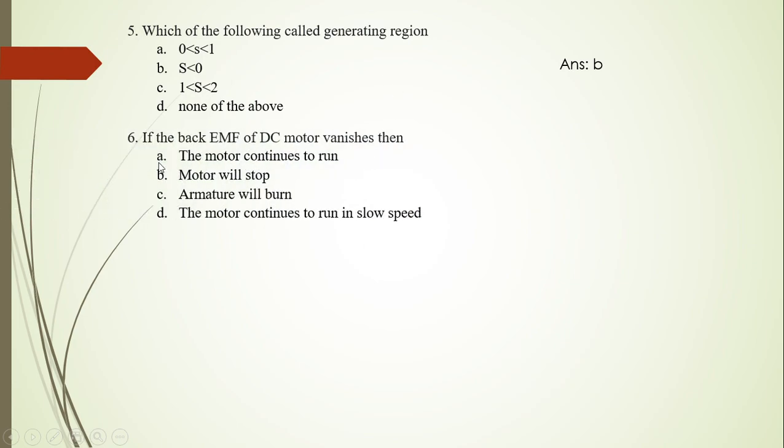Question number 6. If the back EMF of DC motor vanishes, then what will happen? Options are the motor continues to run, motor will stop, armature will burn, the motor continues to run in slow speed. If the back EMF of DC motor vanishes, then armature will burn. Option C is the right answer.